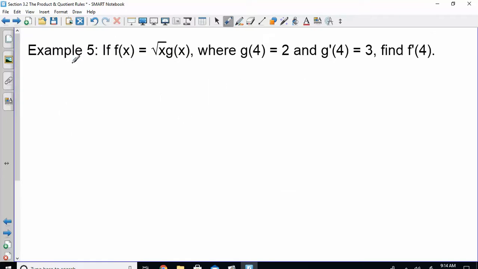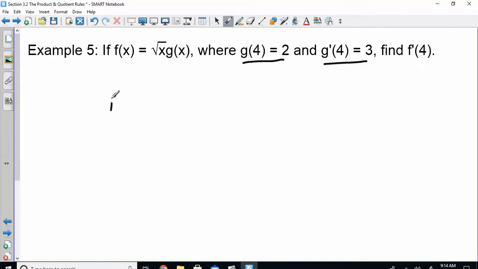I think I'm going to skip example 4 for now, and I want to go to example 5. Okay. So f of x is the square root of x times g of x. But I'm not telling you what function g is. I'm just giving you some information. g of 4 equals 2 and g prime of 4 equals 3. And I want f prime of 4.